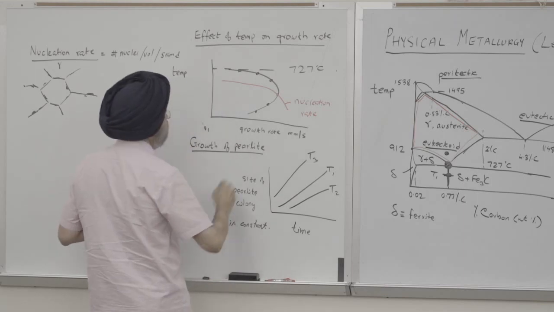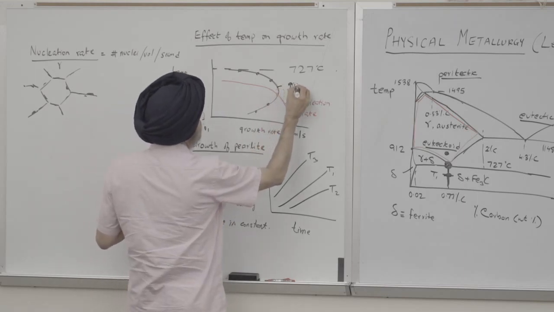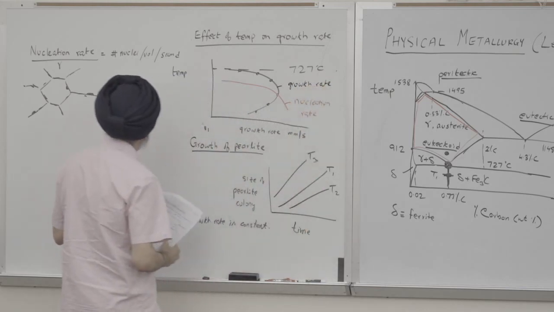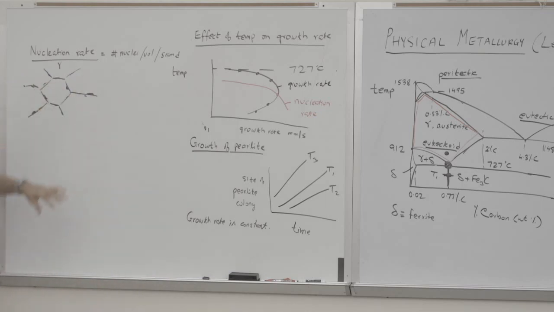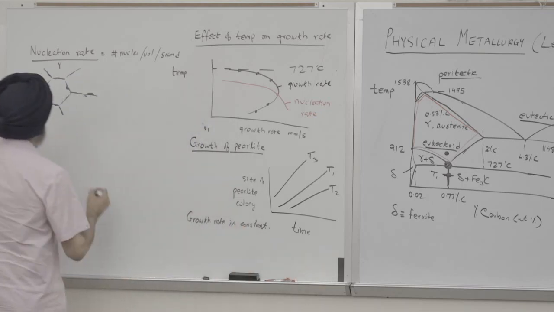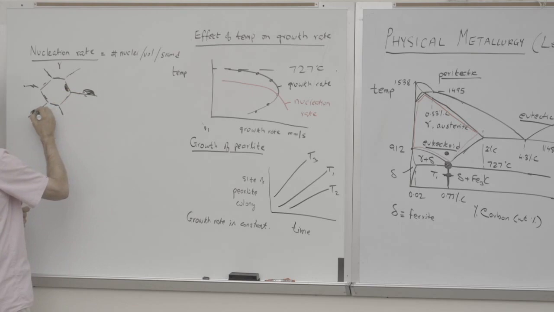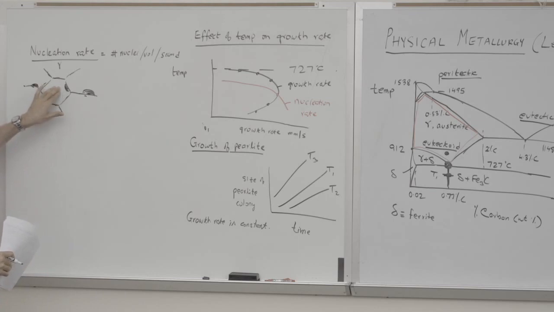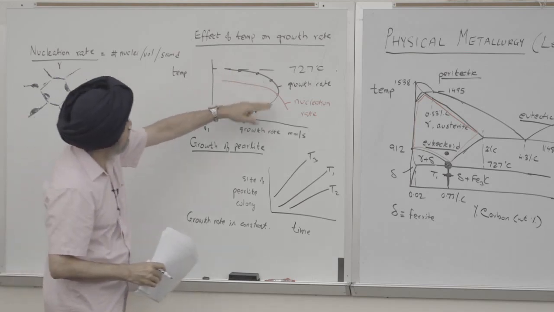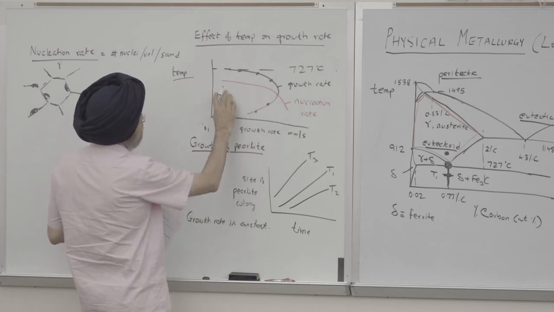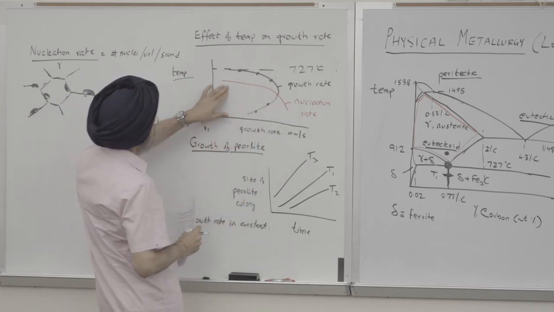And the black one is growth rate. So perlite will first nucleate and then it'll grow. First the nuclei will form and then they'll grow. So all the nuclei will grow. The question is, how many nuclei form per unit volume per second, and how do they grow? The black line tells you, as a function of temperature, what the growth rate is, and the red line tells you at what rate they will nucleate.